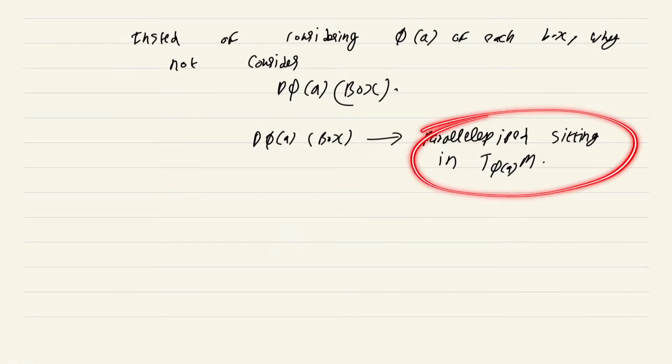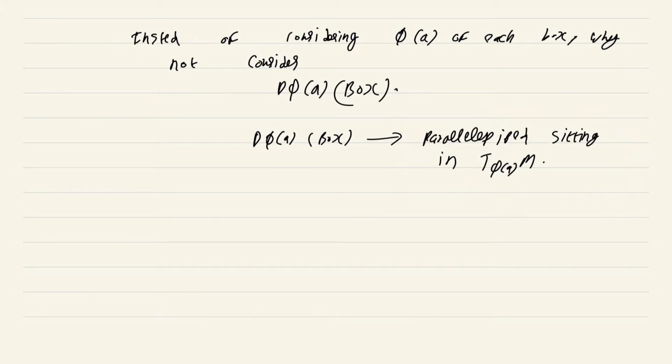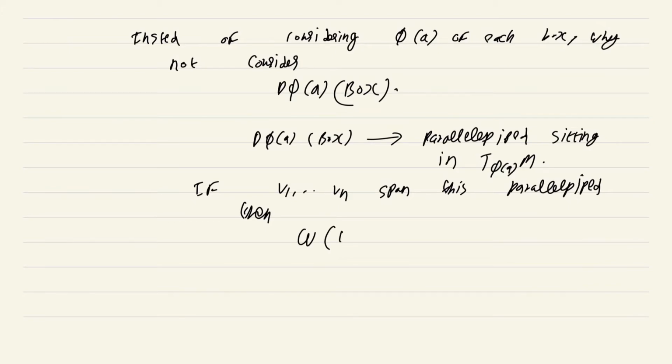How do you do that? Well, if V1 to Vn span this parallelepiped, then you can of course consider omega of V1 to Vn, right? You can just consider omega of V1 to Vn, where omega is a top degree form.